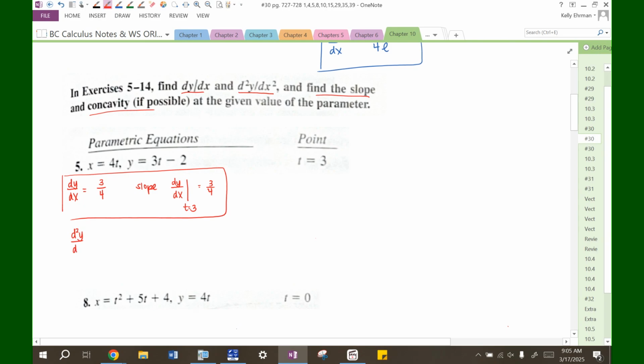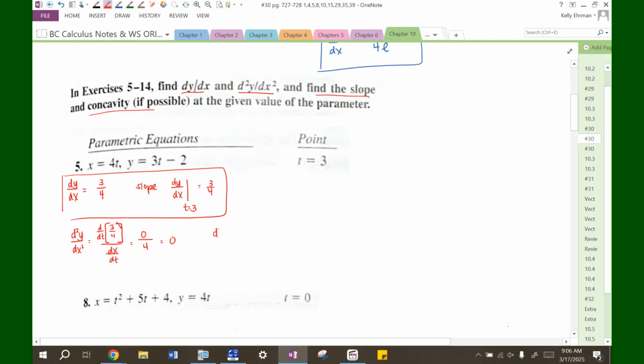The second derivative, just to practice the formula, remember it's the derivative with respect to t of dy/dx divided by dx/dt. So I think it's a good idea as you're first starting out to write this formula out each time so that when it's something more complicated, you have this in your mind. So the derivative of 3/4 is 0. dx/dt was just 4. Either way, that comes out to 0.